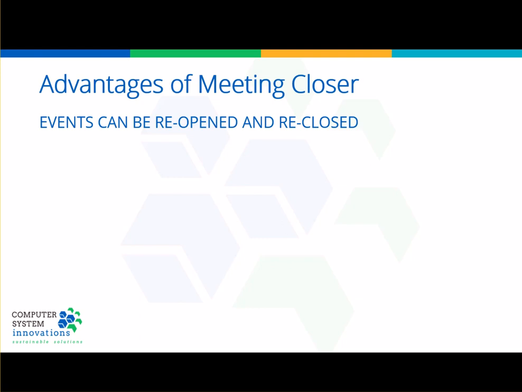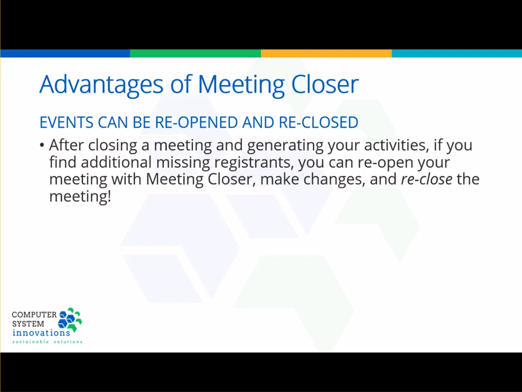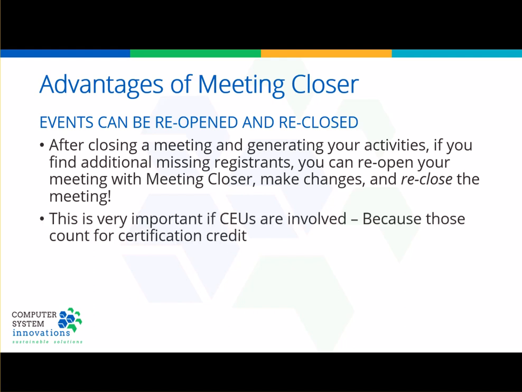I like this a lot. You can reopen and reclose events. So think about an event that you close because you're staying on top of the game, and then you find out there were 5 additional registrants that someone took on a piece of paper and forgot to put in iMIS. If you've closed that event using iMIS, it's too late. There's nothing you can do. But with Meeting Closer, you can go ahead and reopen that meeting, add in those registrants, and then reclose the meeting. That gets super important if you're using CEUs, right?